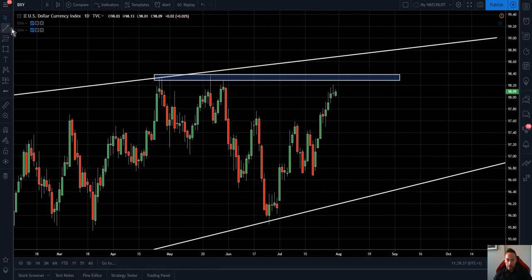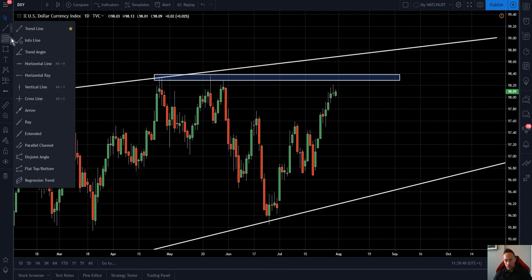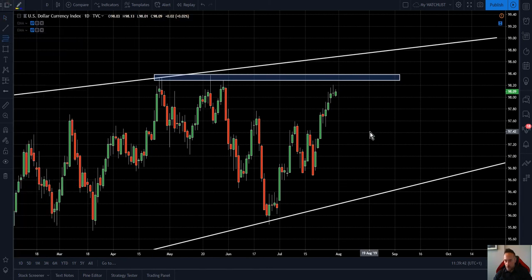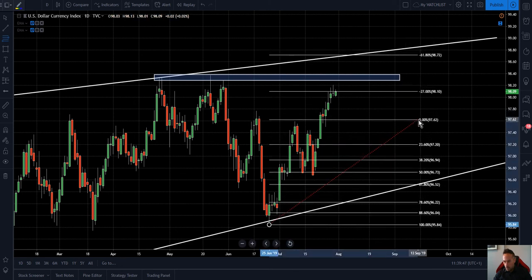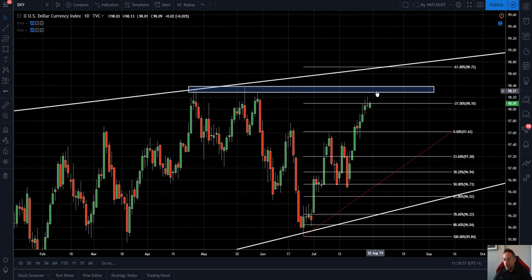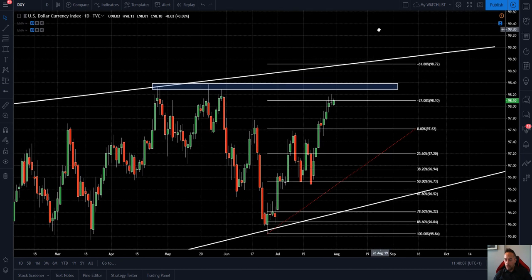We could draw a fib, that might help us. So we've got the impulse from this low here to this high here. We've already got to a 27 fib extension. If we do break higher, we could be looking at the 61.8, which is 98.72. So yeah, could be looking for a real push on the dollar index there, depending on what the Fed say.